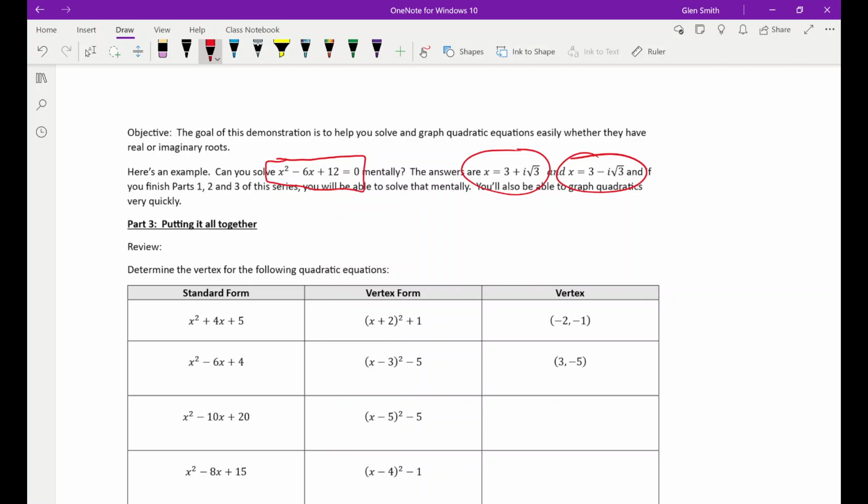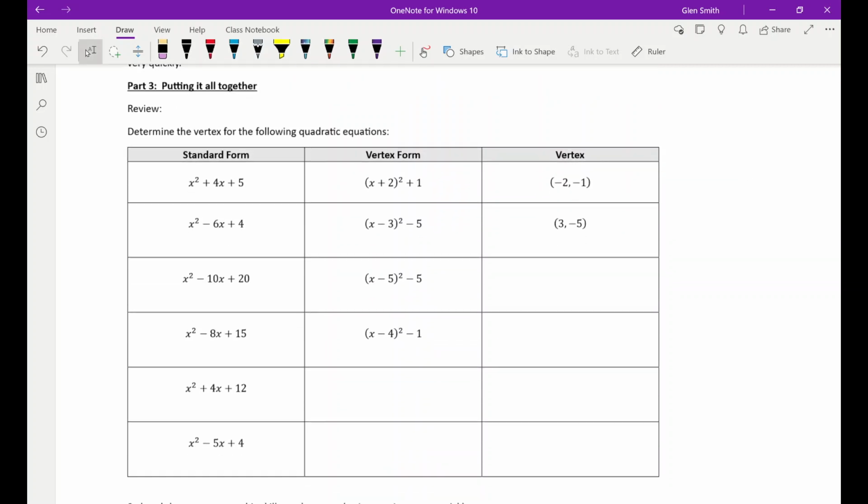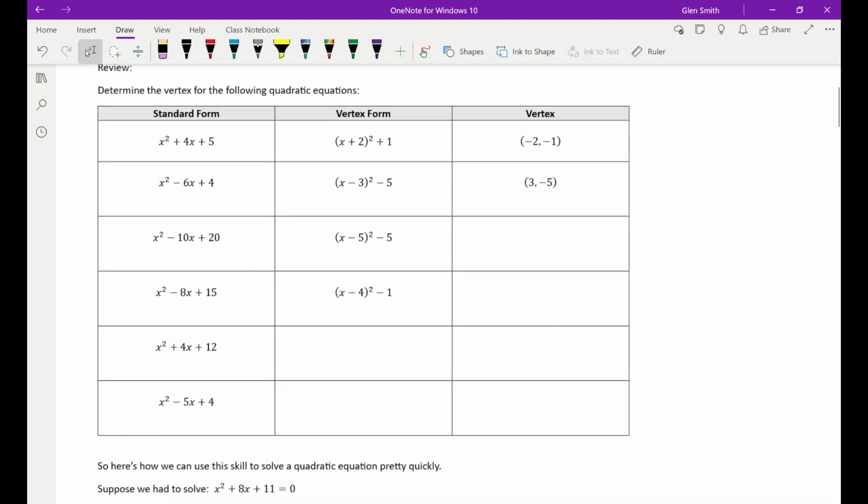So, to review, we should be able to find the vertex of a quadratic by putting it in vertex form or completing the square. The same idea for us at this point. So x squared minus 10x plus 20. If you complete the square for that, you're going to get to this. And if you square that out, you're going to see it's the same thing. And that moved my vertex 5 to the right, 5 down.